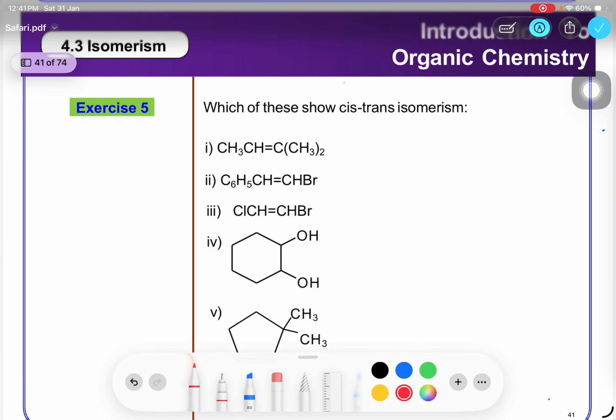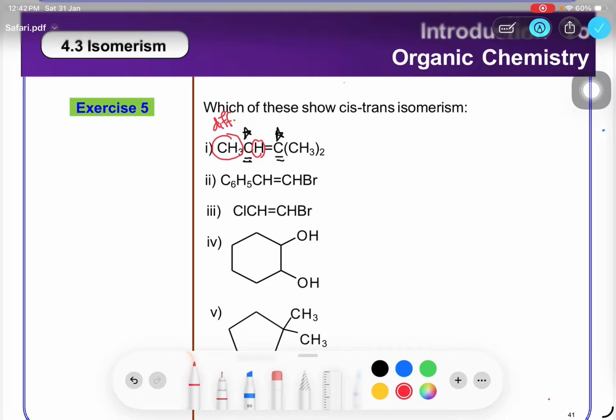Okay, for example, we can see the double bond. These two are the carbons bonded at the carbon-carbon double bond. Here, one group and two group are different. Here there are two groups but they are similar. Therefore, compound 1 cannot show cis-trans isomers.